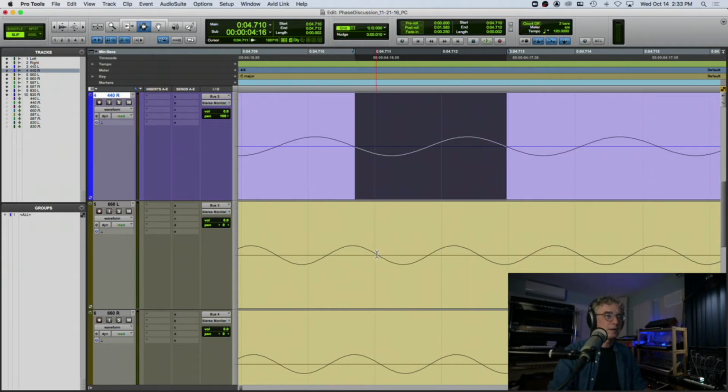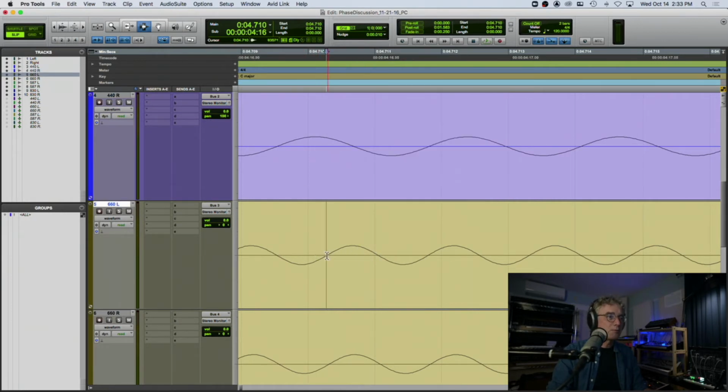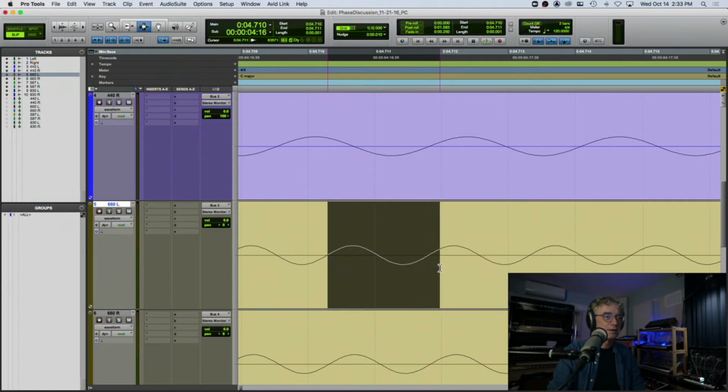Let's do it this way. I'm going to go from where it crosses the zero line, even though some people say it's from the apex of the sound. So if I go from here to here, that's one cycle. And it takes up 1/100th of a second. I'm looking right here in Pro Tools.